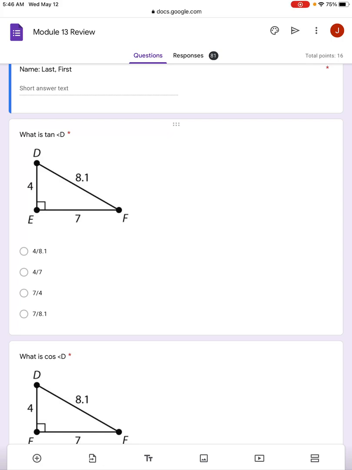Hello, students. I'm going to go through the review that you guys had yesterday in class. There are a number of you guys who got them all correct. There were some of you guys who really struggled on it. So I'm going to go through each one of these questions and what it's asking.